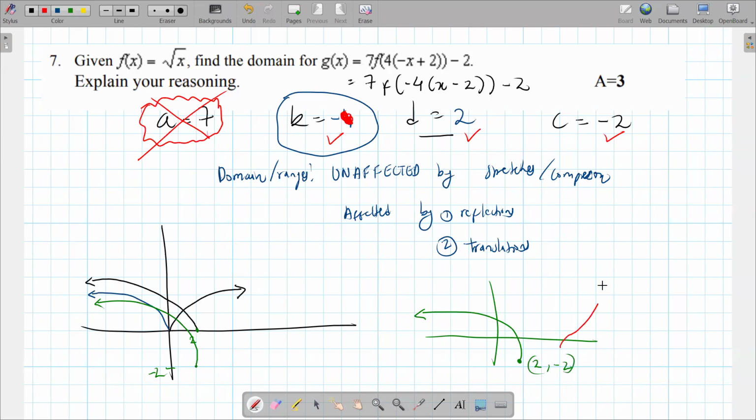I'm going to call it the boundary value, which is like the starting point. I don't know if this is technically correct. The starting point tells you the domain. It also tells you the range. You also got to look at the direction where the curve is headed. What is the domain of this function?